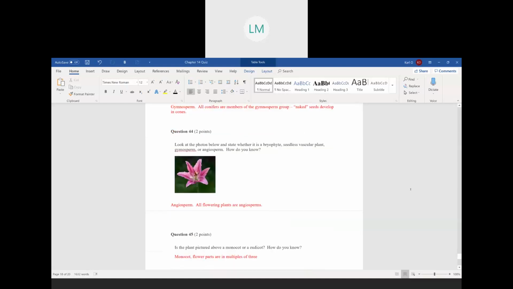Question 44, so what type of plant is this? This is an angiosperm, and we know that because it's a flower. If it's a flower, it's an angiosperm. And then the last question, is it a monocot or a eudicot? This is a monocot. If we count those petals, there are 6. So the flower parts are in multiples of 3.